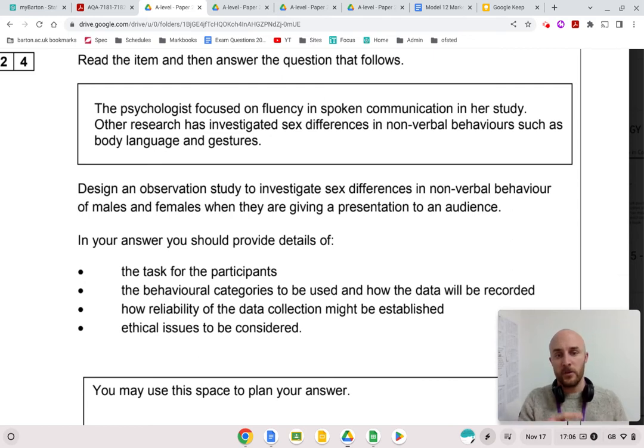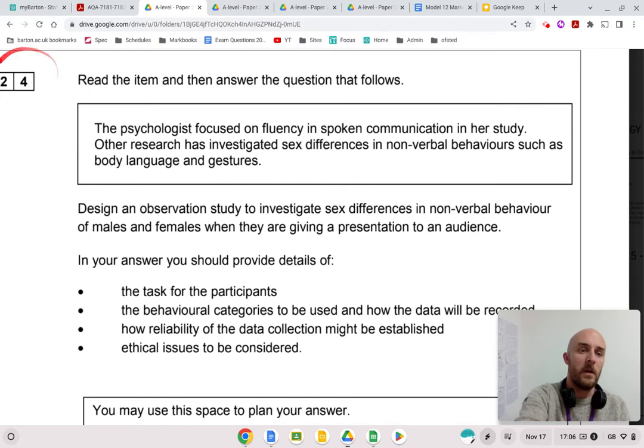Now, you get a stem, as you typically always do with these sorts of things. So I'll just read through this one to give you some context. Like I say, this is question 24 at the time. So you've been going for 23 questions. The psychologist focused on fluency in spoken communication in her study. Other researchers showed sex differences in nonverbal behaviors such as body language and gestures. Now, what you've got to do, and in this case, you've got to design an observation to investigate sex differences in nonverbal behavior of males and females when they're given a presentation to an audience.